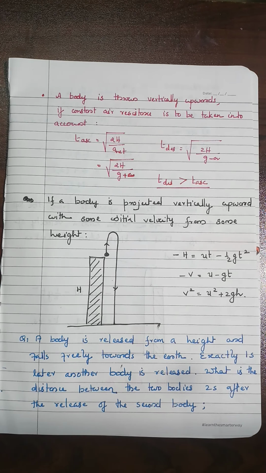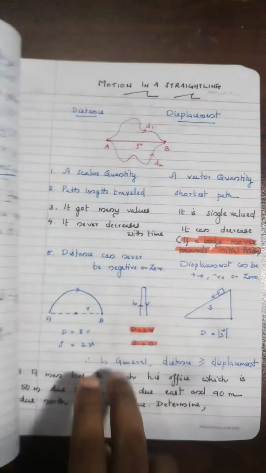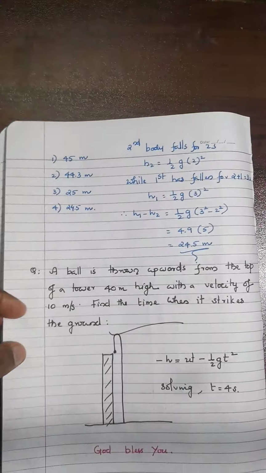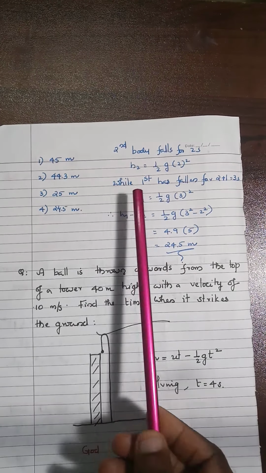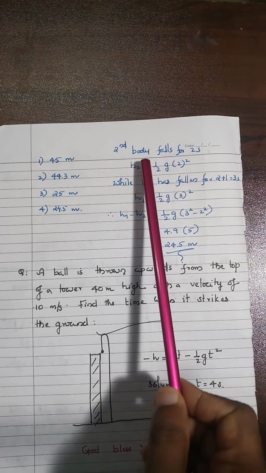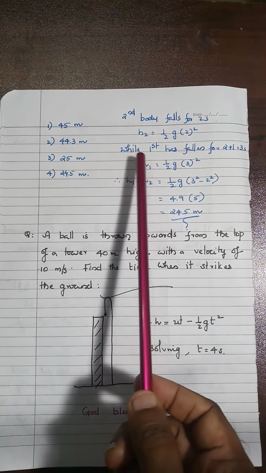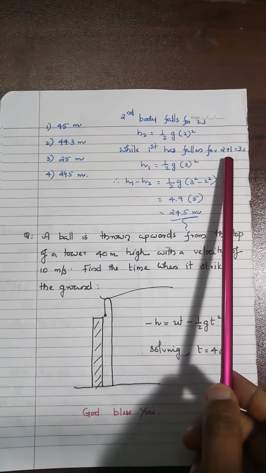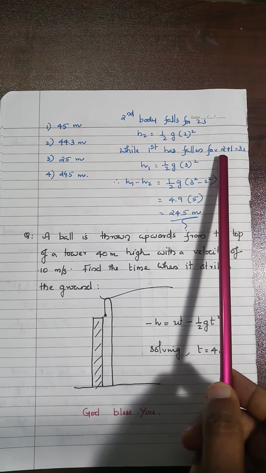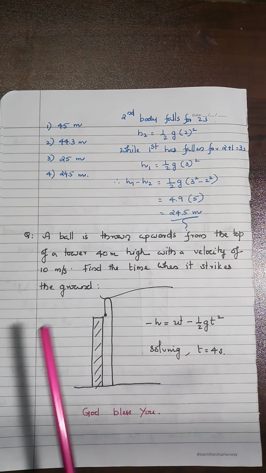Please read the question carefully. So we can just find the distance traveled by the second body in 2 seconds. Then we can assess one thing: the first body must move through a distance for a time of 2 plus 1, 3 seconds. Then you can just take the difference.